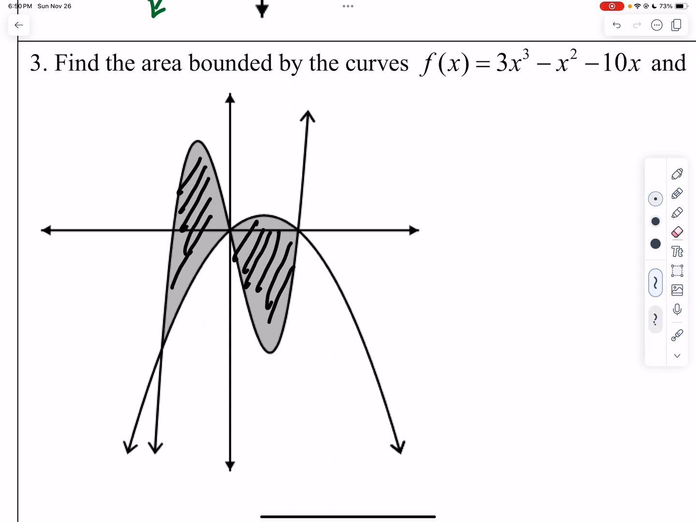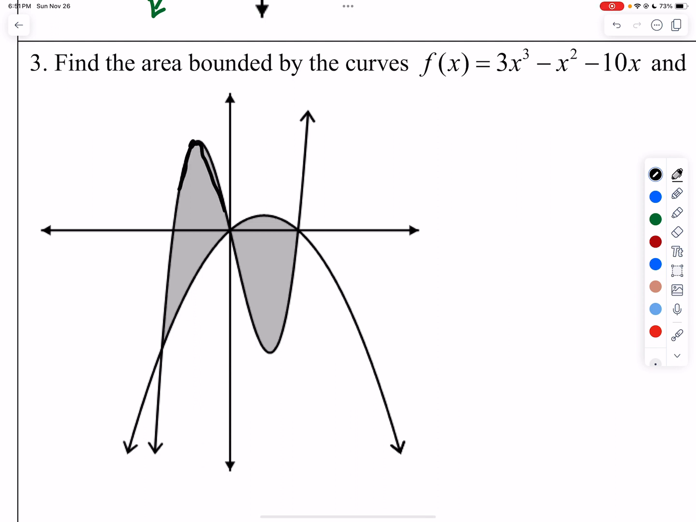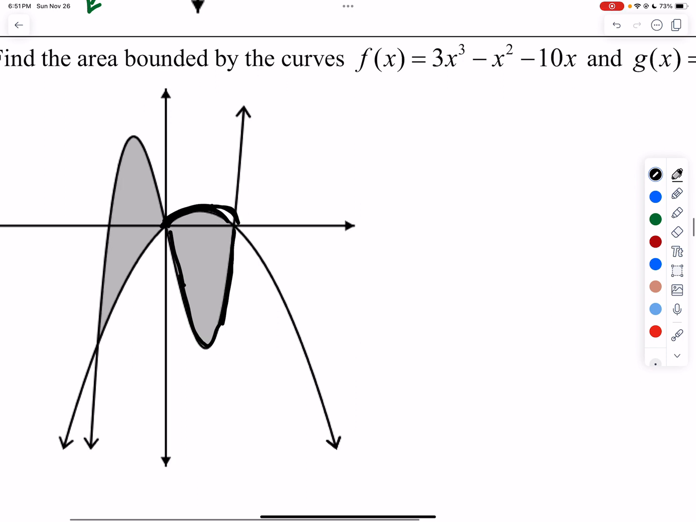Now, one thing to note is our emphasis on top minus bottom. Right here, my top is going to be this cubic function right here. And then my bottom is going to be this parabola for my first region. That's not going to be the case for my second region, because if you look at the second region, my top is going to be my parabola, and then my bottom is going to be my cubic function right here. So it's going to be very important for us to distinguish between my 2 regions right here.